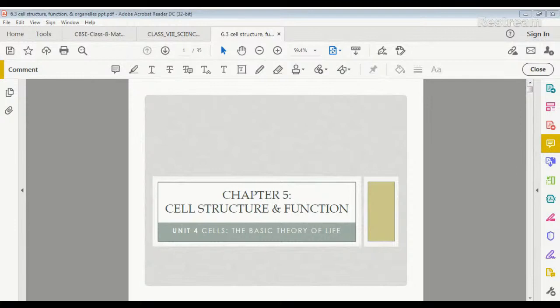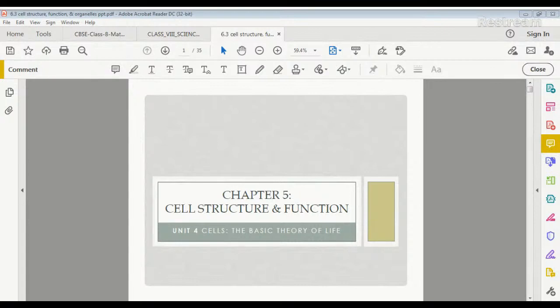Cell structure and function. Okay, here it is written chapter 5 in NCERT. It is chapter 5, and in our science book, what is the name of the science book? I don't know. Of South Point High School, it is chapter 8. So we'll call chapter 8 only. So let us start with cells, structures, and functions.